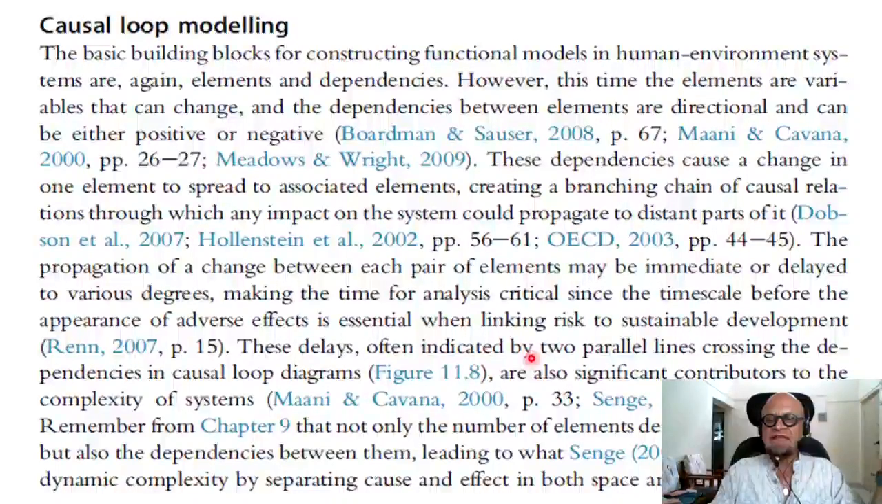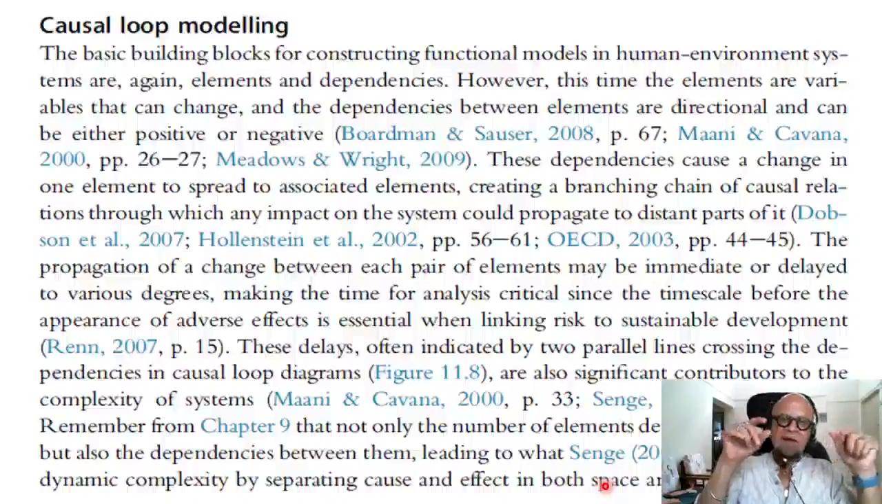These delays, often indicated by two parallel lines crossing the dependencies in a causal loop diagram, are also significant contributors to the complexity of the system. Remember from chapter 9 that not only the number of elements determines the complexity, but also dependencies between them, leading to what Senge refers to as a dynamic complexity by separating cause and effect in both space and time. So by the time the perturbation may have propagated through the system and created another set of feedbacks, you may not even know where the original trouble started.